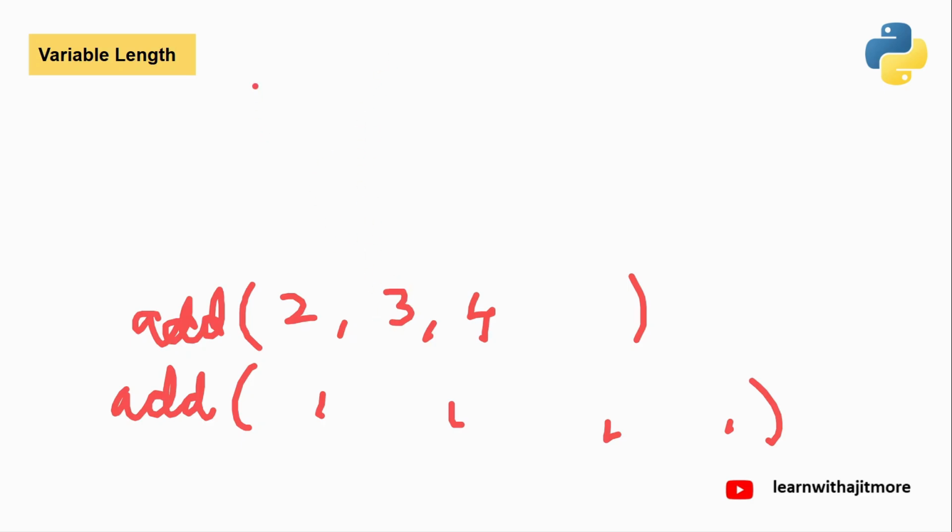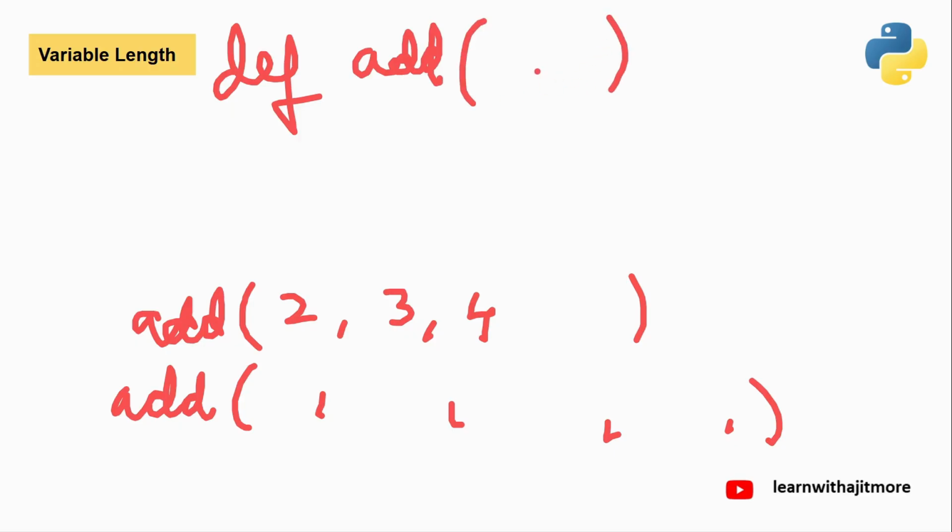But then how does Python know that this 3 will go in what? For that, the technique is that when you define the function, whatever argument you are going to give, you have to put a star before it.